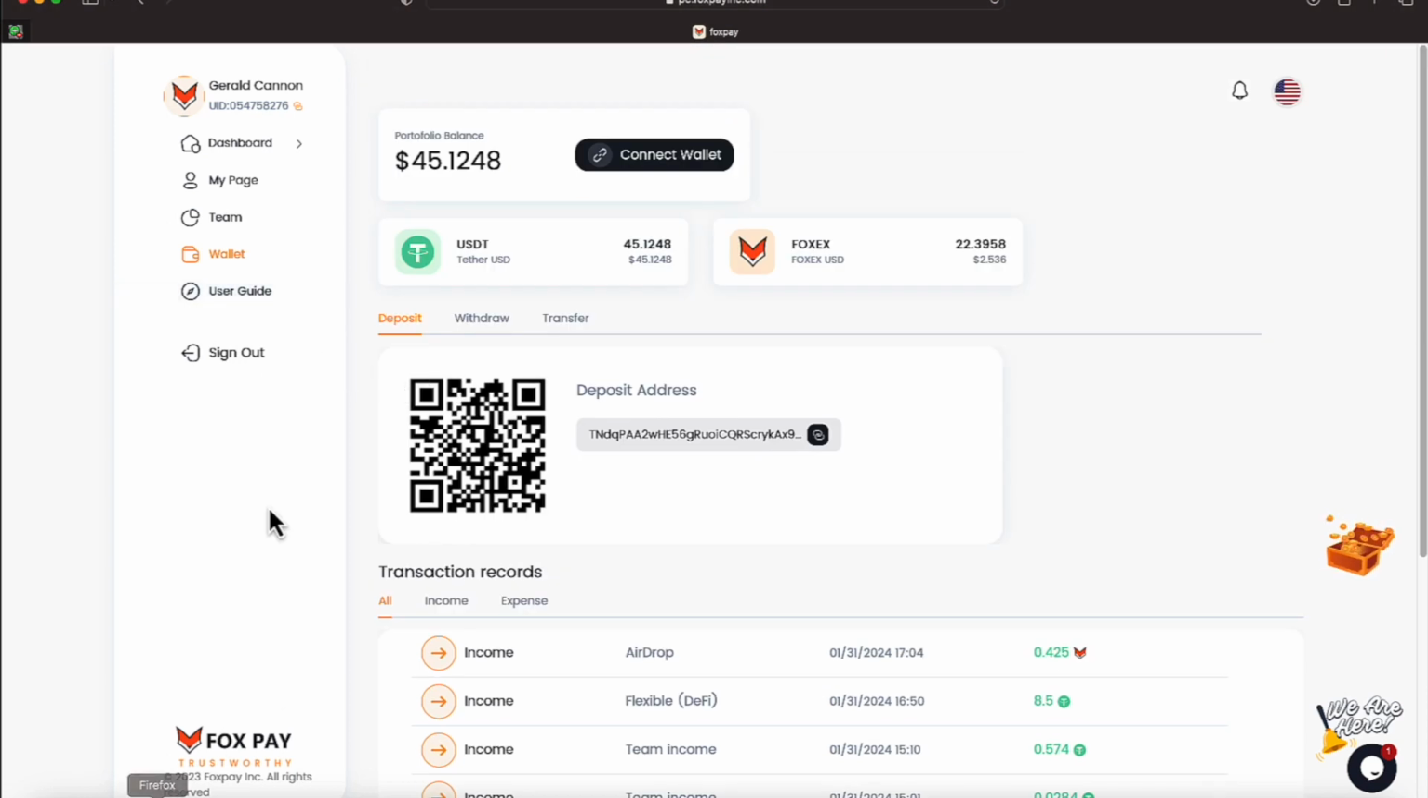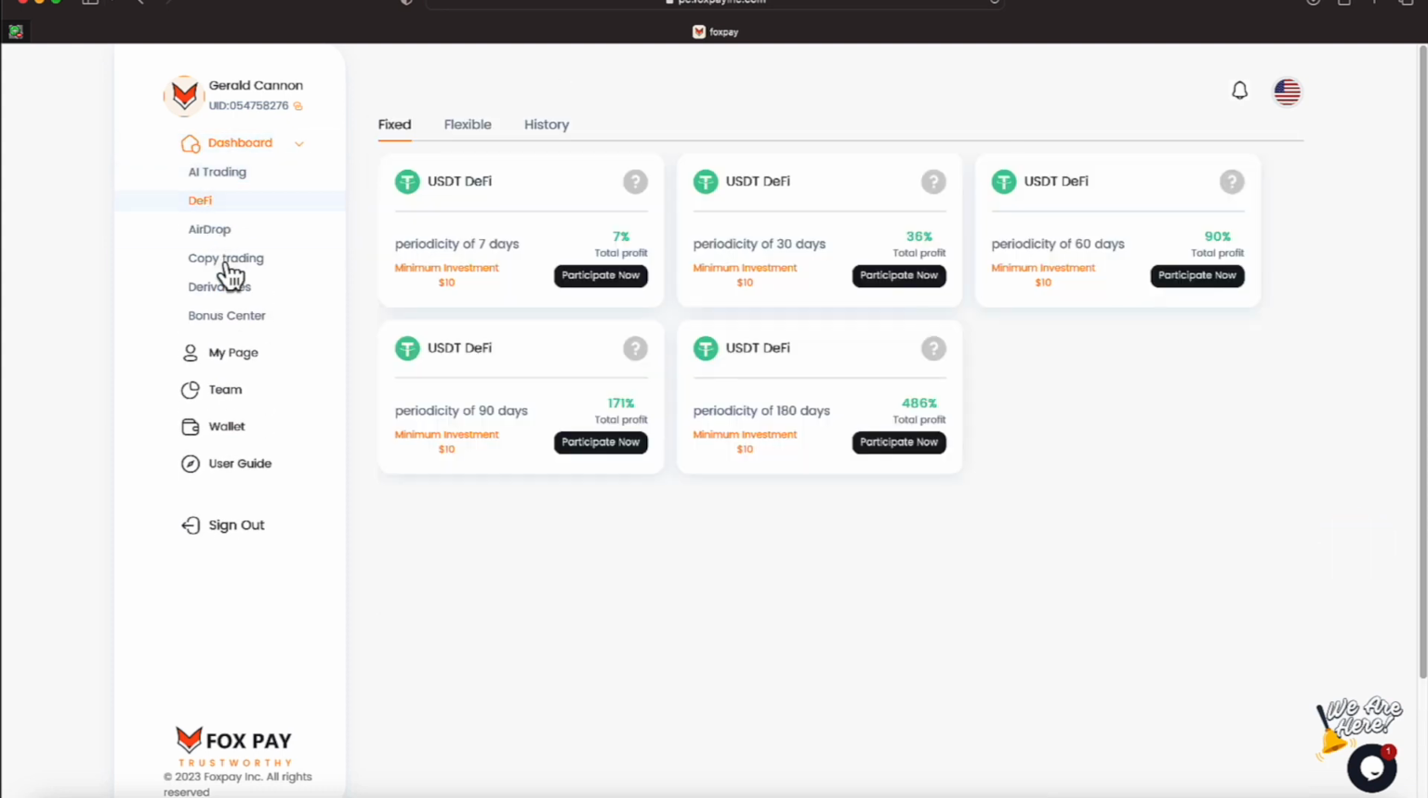Let's head over to our dashboard and let's go under DeFi, where we have two different ways to invest. You have fixed. All of these fixed require a minimum of $10 investment. And you can see here, we'll go over these rather quickly. If you invest for 7 days, you can get 7%. You lock down that money. You lock down for 30 days, you can get 36%. You lock down for 60 days, you can get 90%. And you lock down for 90 days and you can get 171%.